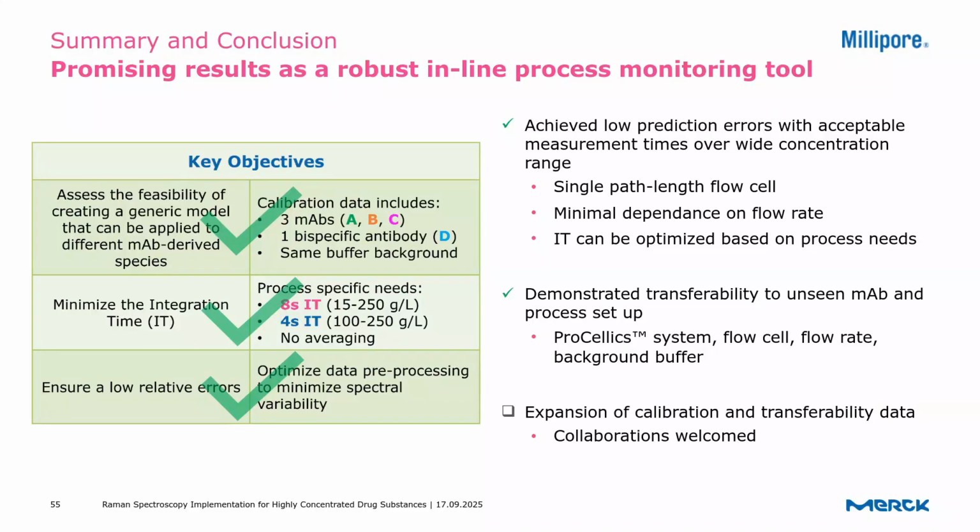We also demonstrated transferability to an unseen MAB and process setup with major changes, including the actual Procelix system, flow cell, flow rate, and background buffer. As we continue to improve this Raman capability, we aim to further expand the calibration data library, as well as generate transferability data by testing with new molecules and work streams, all which can be achieved with welcomed collaboration.